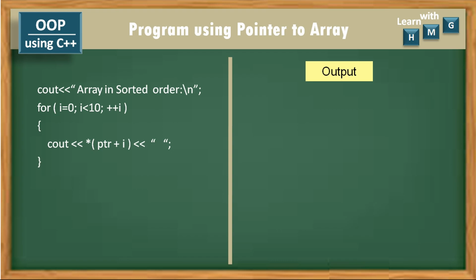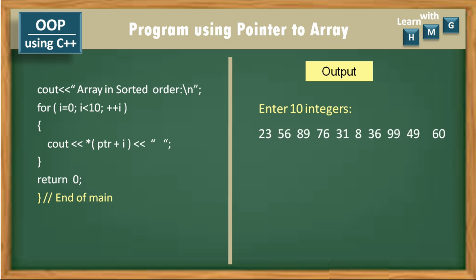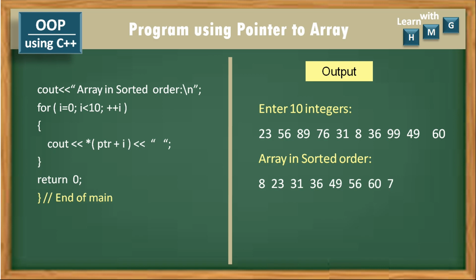End the program using return 0. The output will be like this: enter 10 integers. Suppose the user entered these 10 values, and the array will be sorted in ascending order like this. That is the smallest value will be first and the greatest value will be at the end. So like this we will get the sorted array using pointer to array.